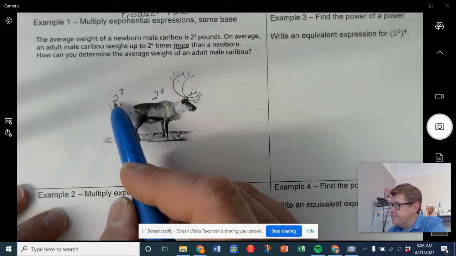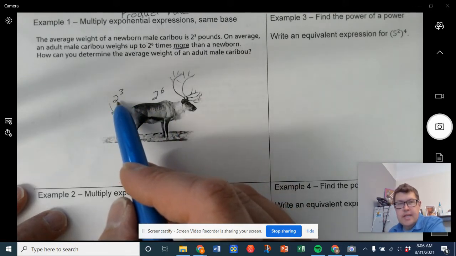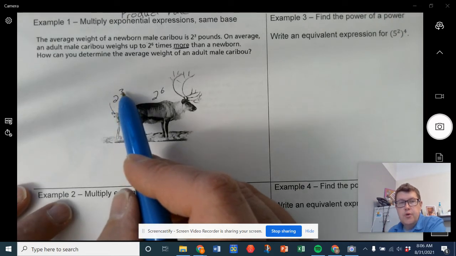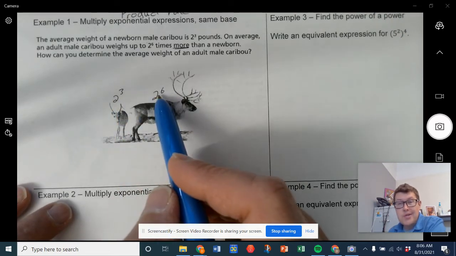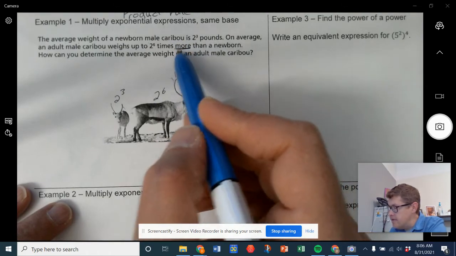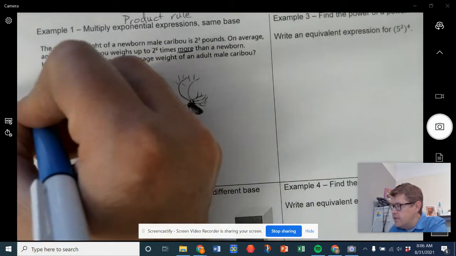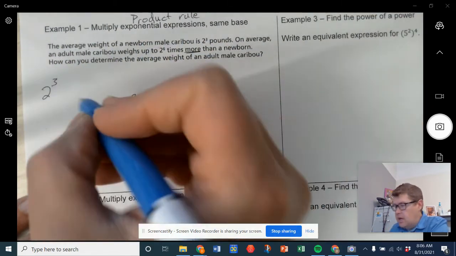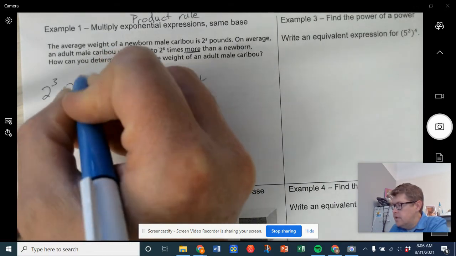Well, the idea here is we're going to take this 2 cubed, and we're going to be multiplying it by that 2 to the 6th. That's what that "more" means, is you multiply them together. So I'm going to take this 2 cubed, right? And I multiply by 2 to the 6th.